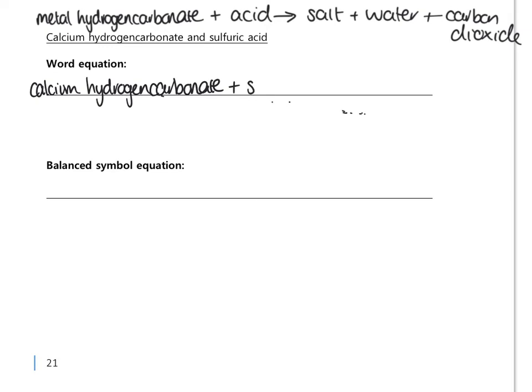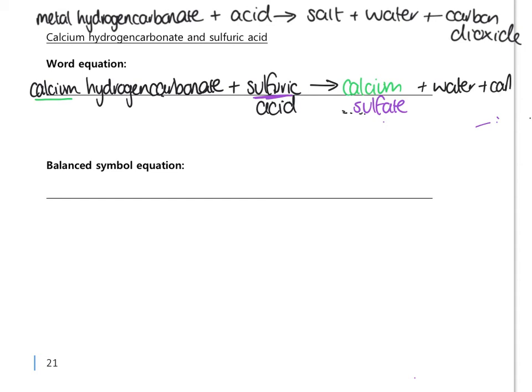My acid is sulfuric acid, and I might just write it like this so I can fit it all in the left hand side. Our salt then, well, the first part of the name of the salt comes from my metal, which is calcium. Second part from the acid, which is sulfuric acid, and it changes its ending to sulfate. Calcium sulfate plus water plus carbon dioxide. Again, that's a bit of a squeeze.